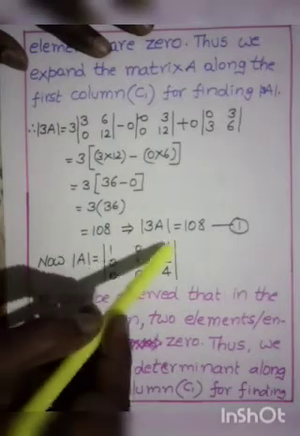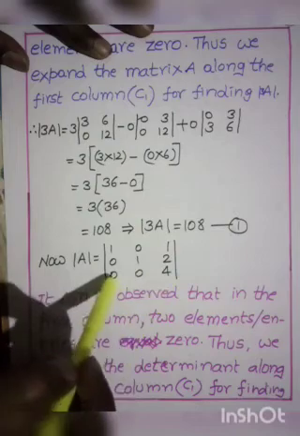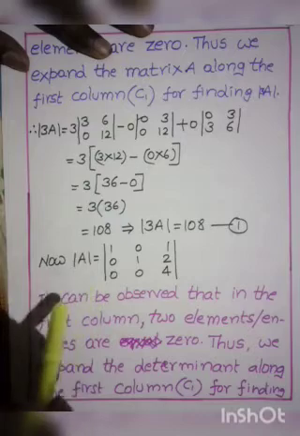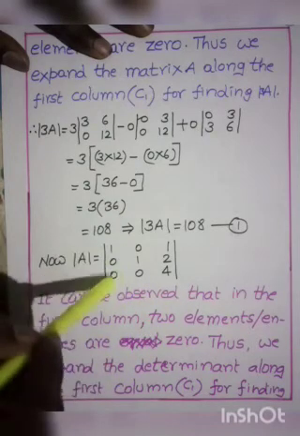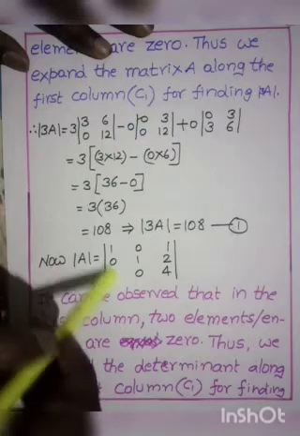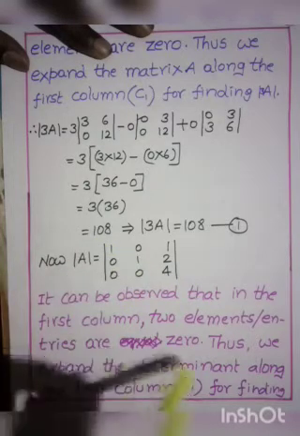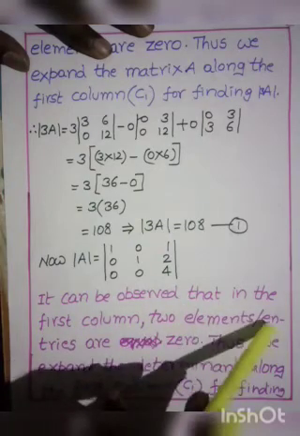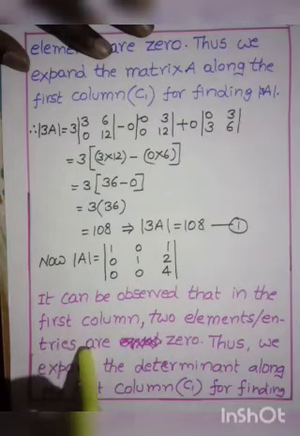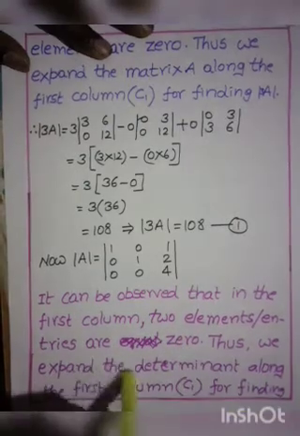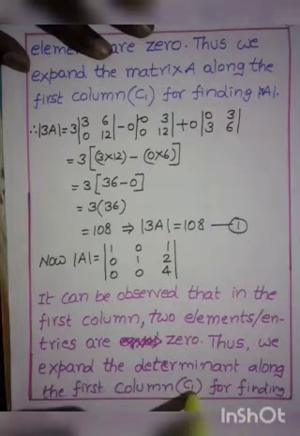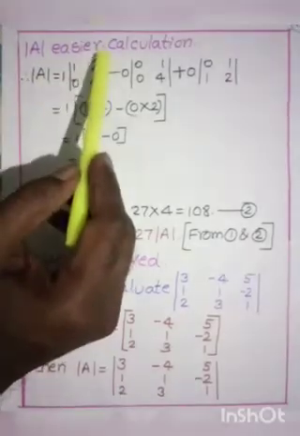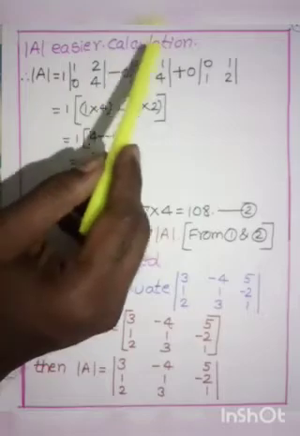Determinant of 0, 1, 0, 0, 0, 0, 1, 2, 0, 0, 4. We are finding the determinant of this matrix separately. Here also, if you observe, in the first column there are two zeros, so we can expand this determinant along the first column. It can be observed that in the first column two entries are 0. Thus we expand the determinant along the first column for finding det A, for easier calculation.